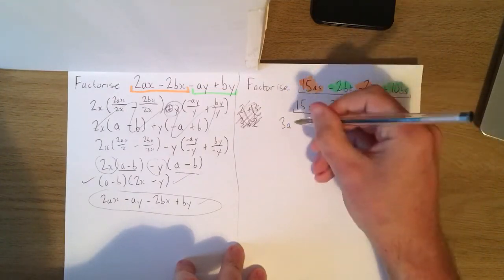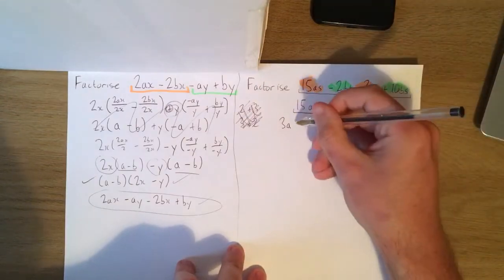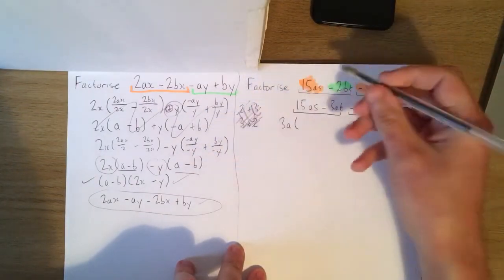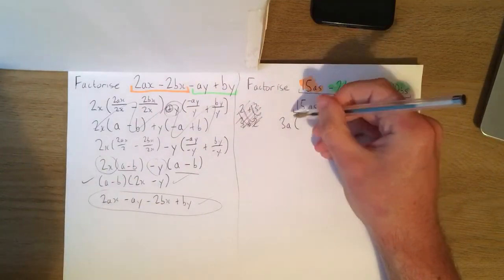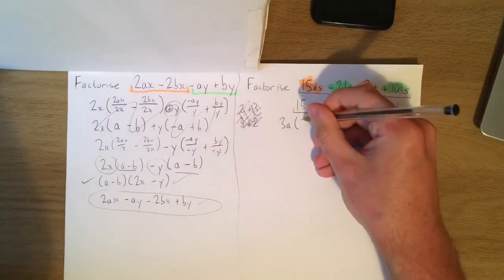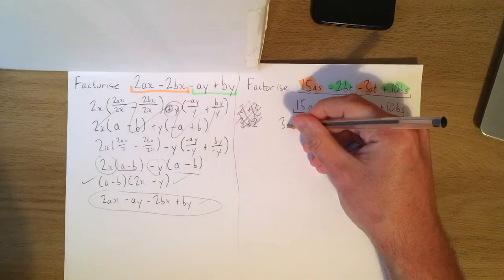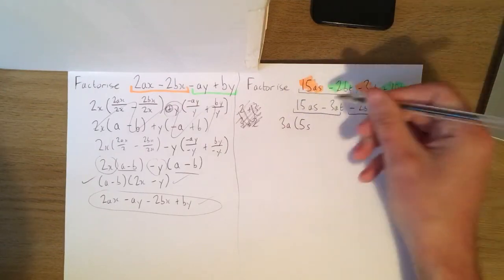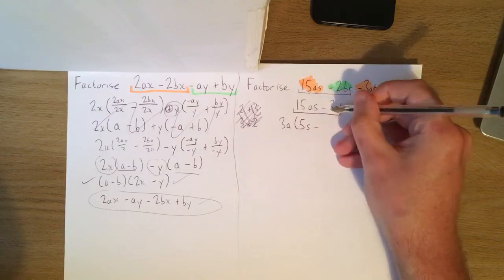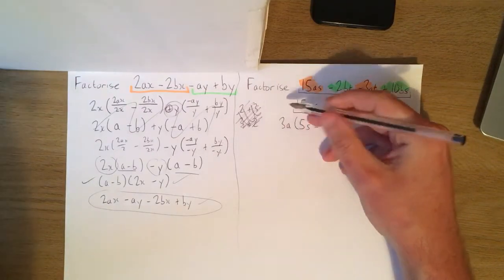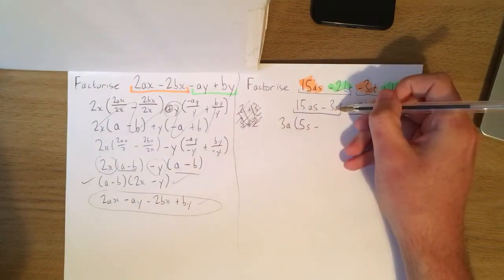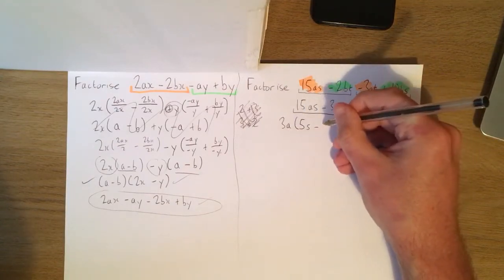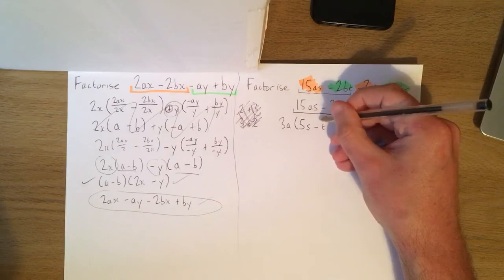So 3a. We'll skip the division step this time. Actually writing it out, we'll just jump straight to where I have the answer. So 15 divided by 3 is 5. A divided by a cancels, and you're just left with s. Minus 3 divided by 3 is minus 1. You can write the 1 if you want. A divided by a cancels, and you're just left with the t. So you could, as I said, write that as 1t if you wanted.